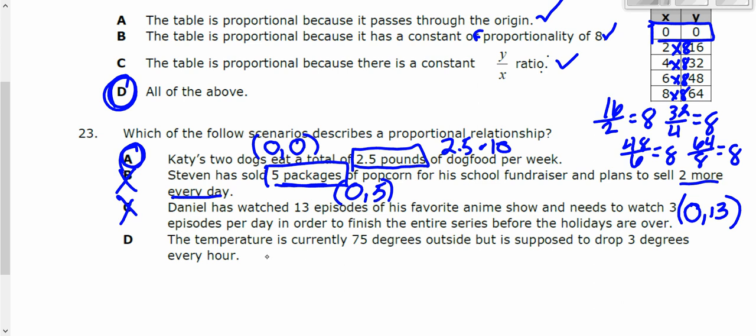Okay, and D, the temperature is currently 75 degrees and is supposed to decrease by 3 degrees every hour. Well, once again, I'm starting at 75. So not at 0, 0, but at 0, 75. So D can't be my answer either.